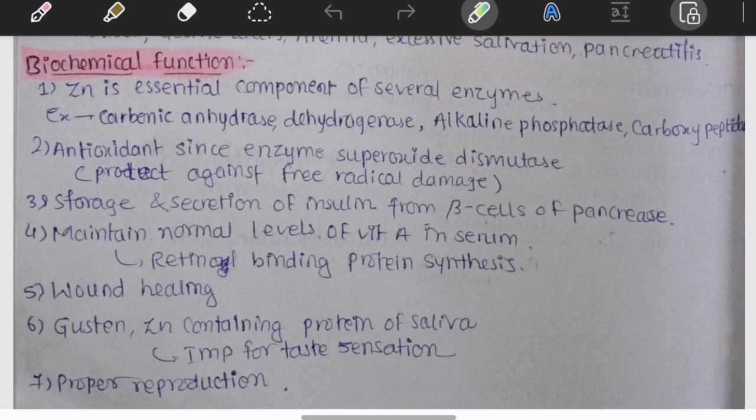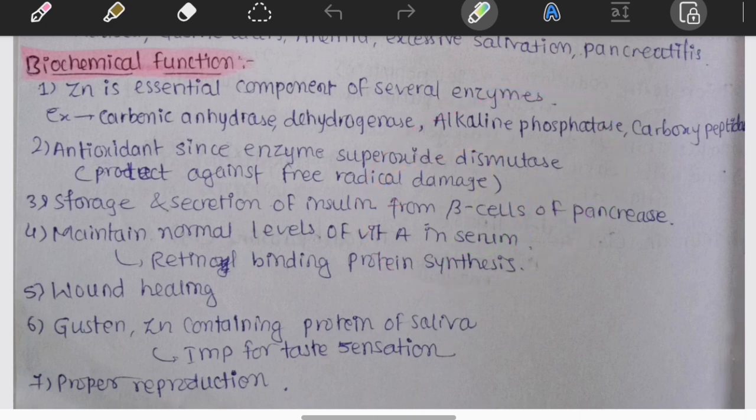Apart from enzymes, can zinc protect our cells? Yes. Every day our cells produce harmful molecules like free radicals. These unstable molecules damage DNA, proteins, and cell membranes. Fortunately, our body has antioxidant enzymes. One of them is superoxide dismutase. Zinc is an important component of this enzyme, and superoxide dismutase converts toxic superoxide radicals into less harmful substances, protecting our cells from oxidative damage. This antioxidant role explains why zinc supports immunity and tissue repair.